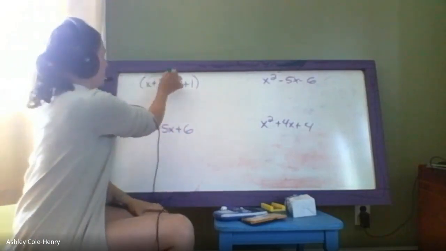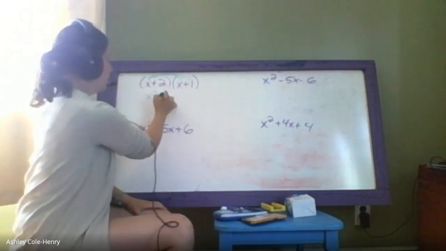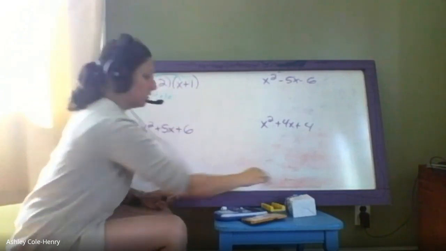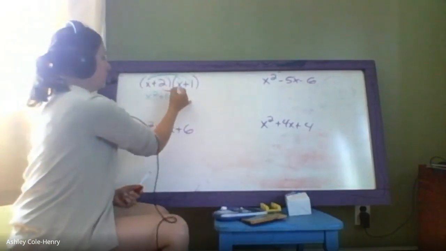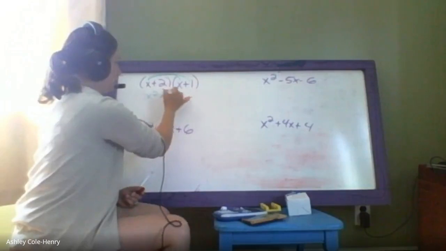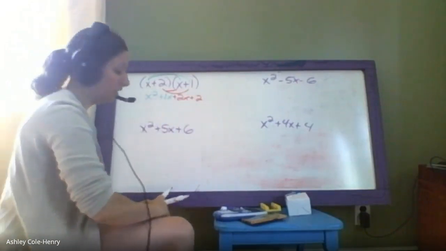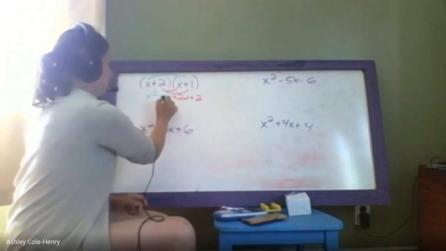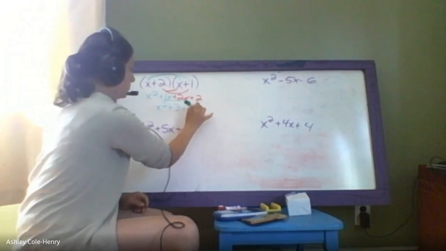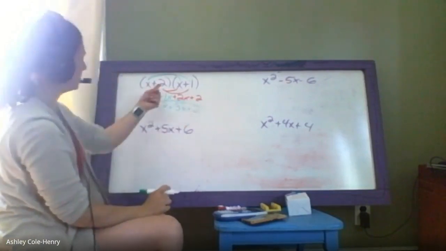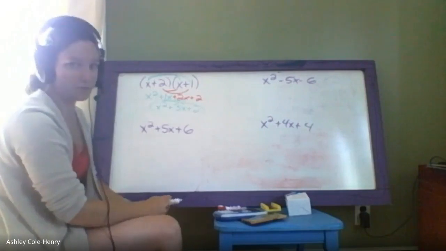So this x goes to this x. X times x is x squared. X times 1 gives me a 1x. I'm going to multiply the 2 times the x to get 2x, and the 2 times the 1 to get a 2. From here, you just need to combine like terms. When I combine like terms, these two are going to combine. You get x squared plus 3x plus 2. So if I take x plus 2 times x plus 1, I get x squared plus 3x plus 2.